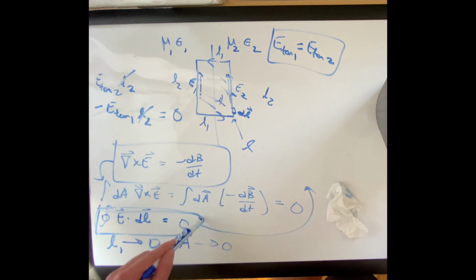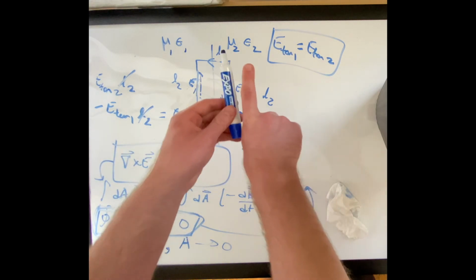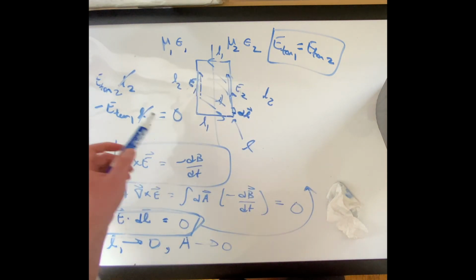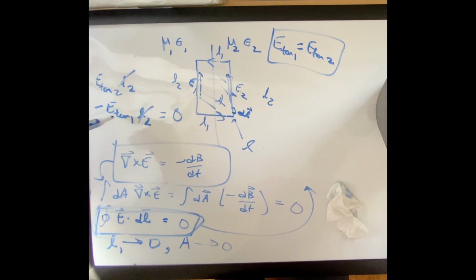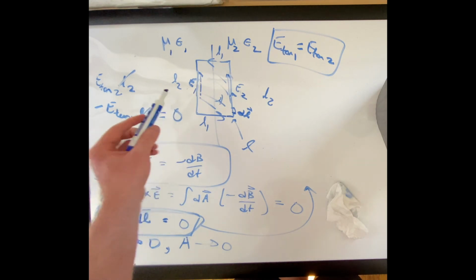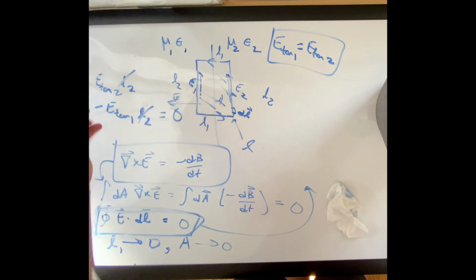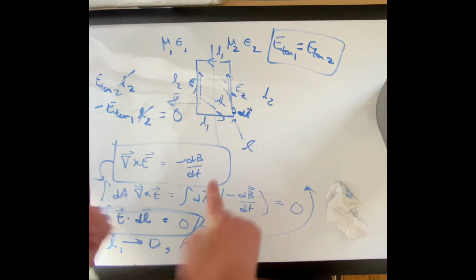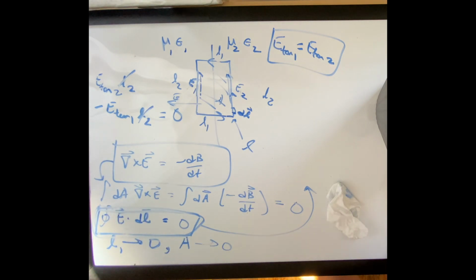So we know that this equation was true. That's how we get to this equation. And this equation, we know that E dot dl became E2 L2 minus E1 L1, and therefore that was equal to 0, and so we get E tan 2 equals E tan 1. Notice that this doesn't tell us anything about the components of E perpendicular, normal to the surface. So let's do that one.